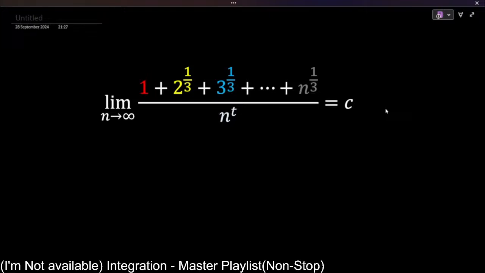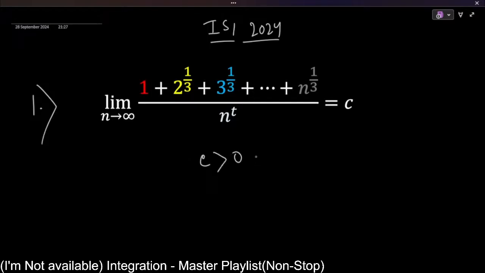Welcome everyone to this video. Today we are going to discuss this problem from the ISI 2024 entrance exam, which was conducted on May 12th. This was the first problem of UGB. It was given this limit, and it was also given that c is greater than 0. We have to find all such values of t for which there is a finite real number c such that this equation holds. And we also have to find the corresponding values of c.